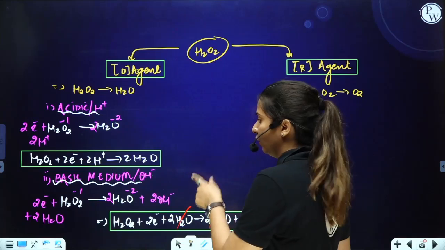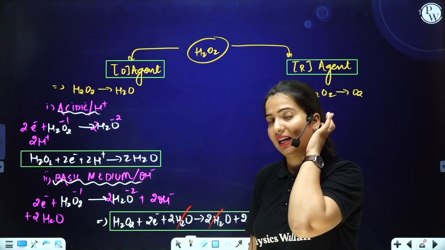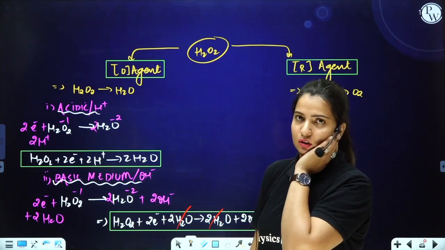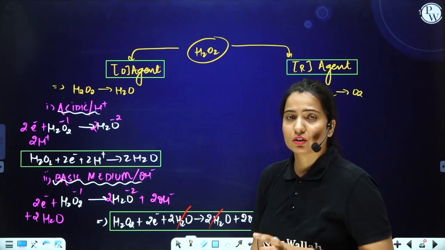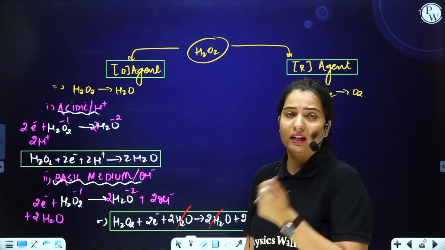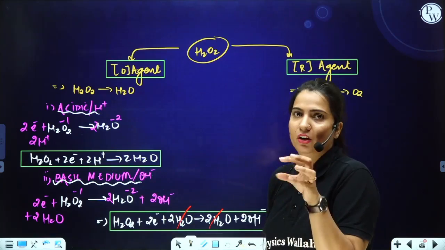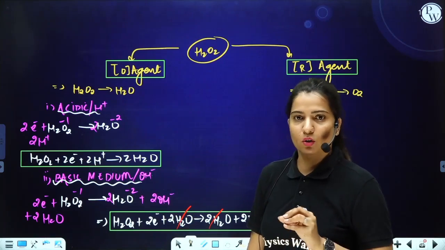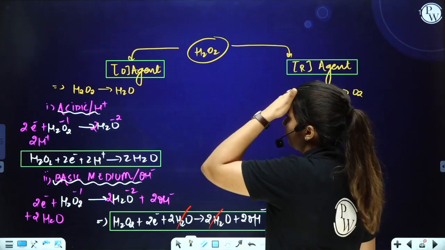So I have to add over here 2 OH negative to give -2 charge on the right hand side also. But I have disturbed the number of hydrogens, so I have to equalize the number of hydrogens with the help of water. So I have added water molecules to make the number of hydrogens equal on both sides. Okay. Now let's move forward.